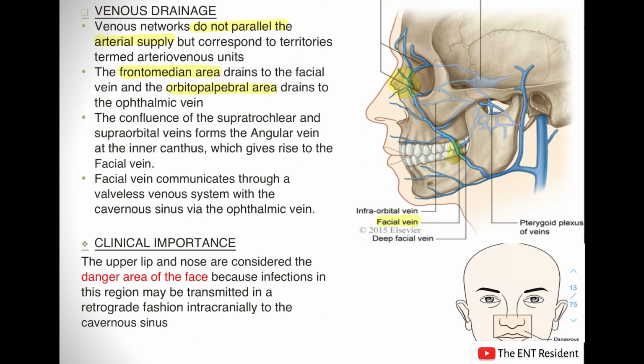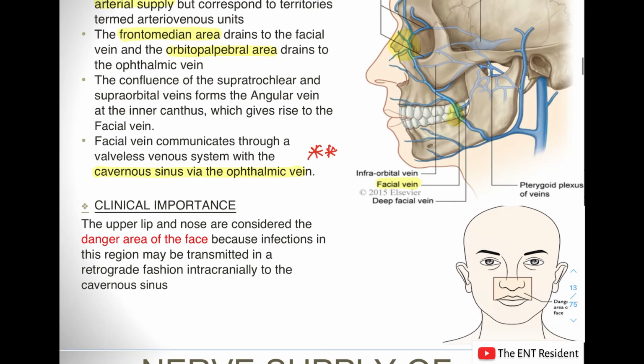Now this communication over here is very, very important. And why is that? We'll get to know. Clinically, if we were talking about its importance, we'll see that the upper lip and the nose, this area, is considered the danger area of the face. Why is that? Because infections in this region may be transmitted in a retrograde fashion intracranially to the cavernous sinus via this communication that I just told you about.